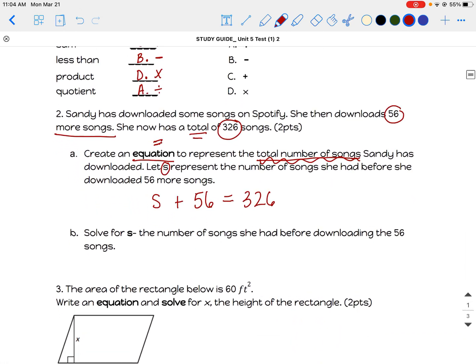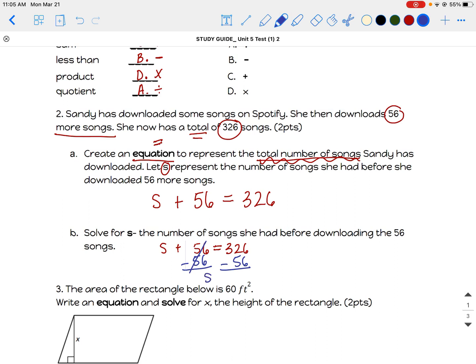All right, now we want to solve that. It says solve for S, the number of songs she had before she downloaded that additional 56. So we would just take our exact equation that we just used, but this time we are solving for S. So how do we do that? Remember, we always do the opposite to solve. So we're going to subtract 56 from both sides.